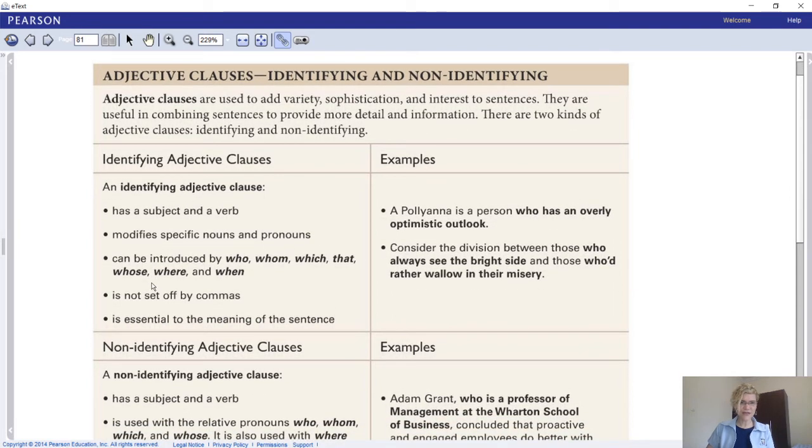Okay, that brings us to the adjective clauses, identifying and non-identifying. Adjective clauses are used to add variety, sophistication, and interest to sentences. They are useful in combining sentences to provide more detail and information, so they give more explanation. There are two kinds of adjective clauses. You have identifying and non-identifying. I think back then in class I mentioned it as restrictive and non-restrictive. It's the same thing. So identifying would be restrictive and non-identifying would be non-restrictive.